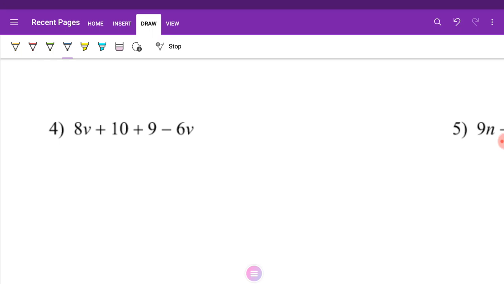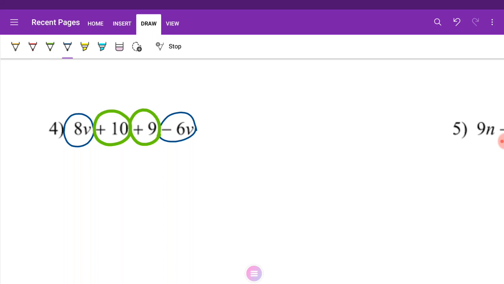Okay, so for this one, we have some letters and we have some numbers that don't have letters. So what I usually do is I'll circle or box things that go together. So the 8v goes with the 6v. But if you see the 6 has that negative in front, you're going to want to include that. And then this positive 10 goes with this positive 9. Okay, so you can see I kind of color-coded it there.